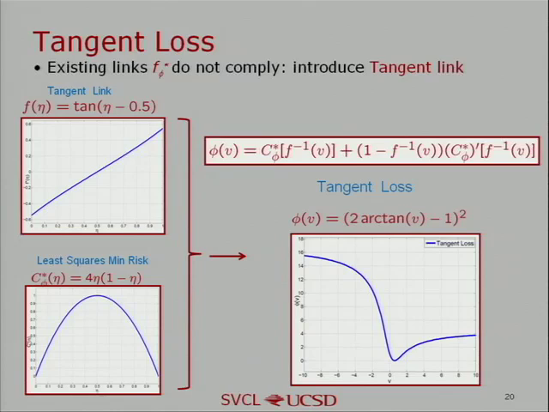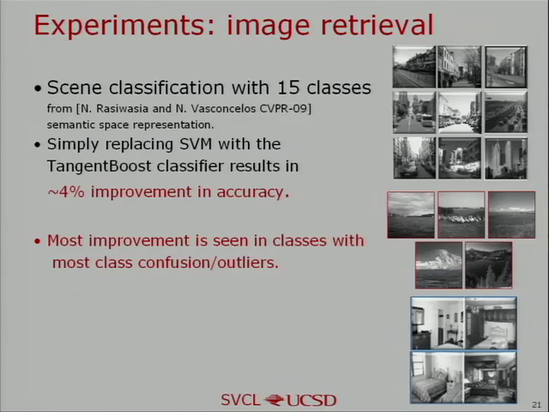So now that we have our loss function, we can easily use it to do classification and derive, for example, a boosting algorithm to minimize the risk associated with this loss. I'm not going to go over deriving the boosting algorithm. The details can be found in the paper. I'll just go over some examples and experiments that we did. We've done experiments on image classification and also multiple instance learning data sets. But here I'm going to talk about the 15-class scene classification problem.